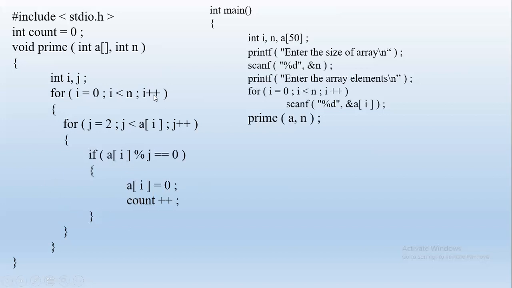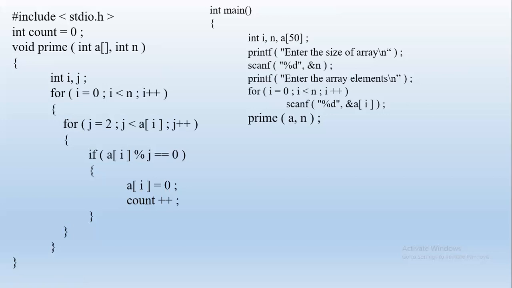Now i becomes 1. If n is given as 5, for example, a of 1 has to be checked. Say a of 1 is 4. Again j starts from 2. 4 percentage 2, yes, 4 is divisible by 2, and it gives us 0. The condition is true, so a of i will change to 0. So a of 1 becomes 0, and we increment count. We increment this so that we can see whether the elements of the array are prime or not.